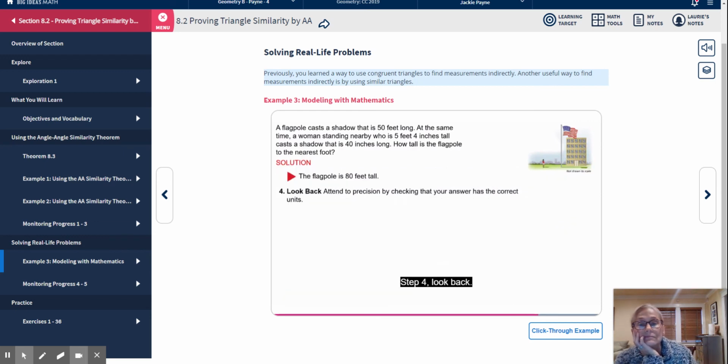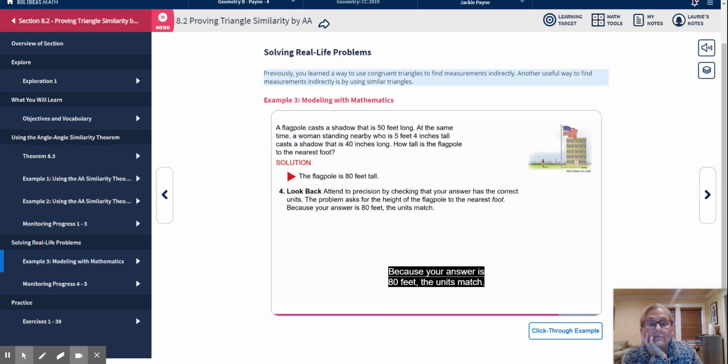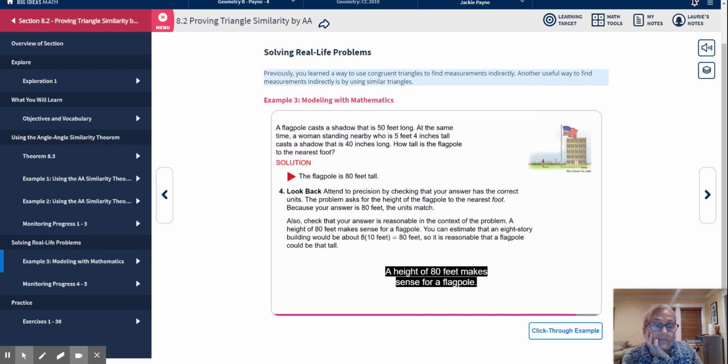Step 4. Look back. Attend to precision by checking that your answer has the correct units. The problem asks for the height of the flagpole to the nearest foot. Because your answer is 80 feet, the units match. Also, check that your answer is reasonable in the context of the problem. A height of 80 feet makes sense for a flagpole. You can estimate that an 8-story building would be about 8 times 10 feet, which equals 80 feet. So it is reasonable that a flagpole could be that tall.